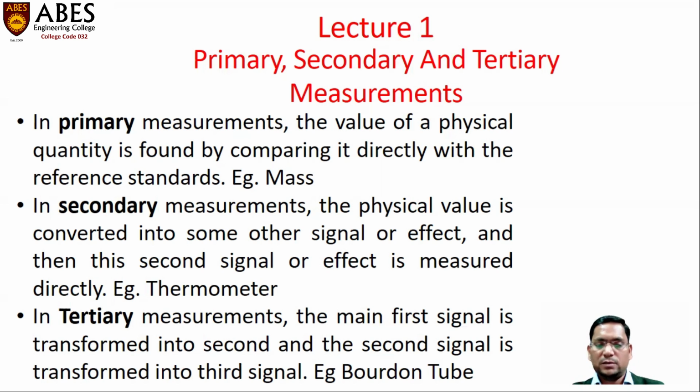In the tertiary measurement, the first signal is transformed into a second signal, and the second signal is transformed into a third signal. For example, we can say the Bourdon tube. Most tools and equipment like weighing machines, force measurement devices, pressure measurement devices, flow rate measurement devices, and different types of tubes are mainly part of tertiary measurement.